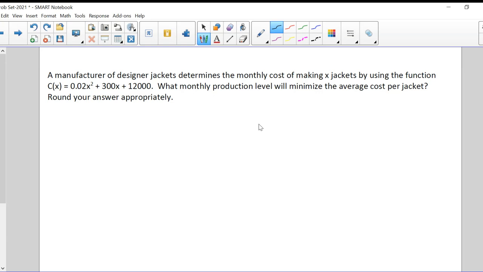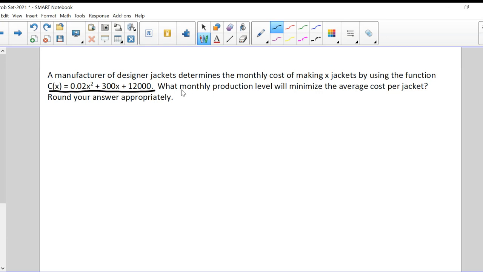So you know what the total cost is, because this equation right here tells you what the cost is at any point in time. You plug in x, the number of jackets, into that function, and it tells you what the total cost is.